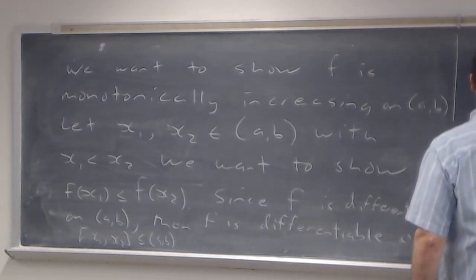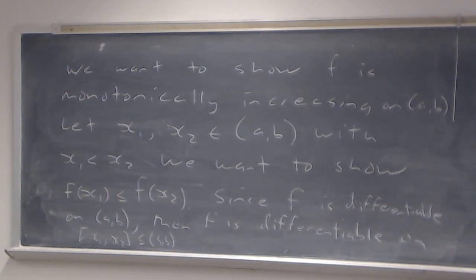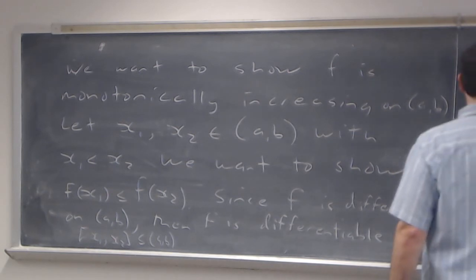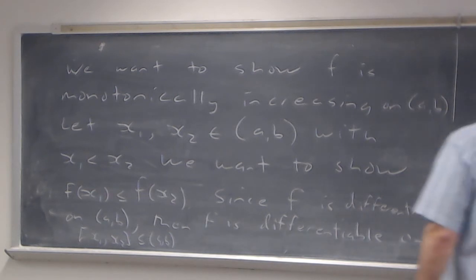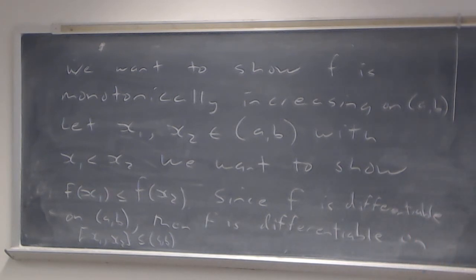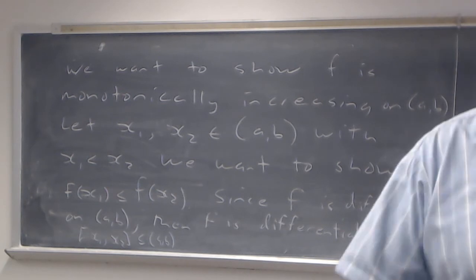So we have f is continuous on x of 1 to x of 2 and differentiable on open interval from x of 1 to x of 2. So by the mean value theorem, applied to f, oops, I got excited. Forgot to change the board.